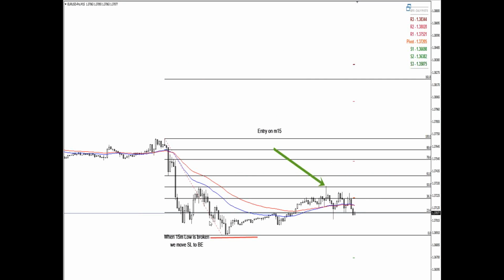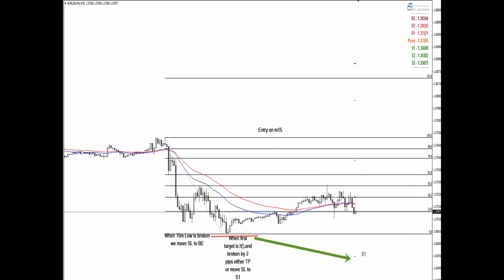And now, this is the example. When the 15-minute low is broken, this is the 15-minute low, okay? When this low is broken, we will move our stop loss to break even. So guys, when this low is broken, you will move your stop loss. Let's say that your stop loss was here. Once this level is broken, you will move your stop loss to break even. Let's say that this was your entry here.